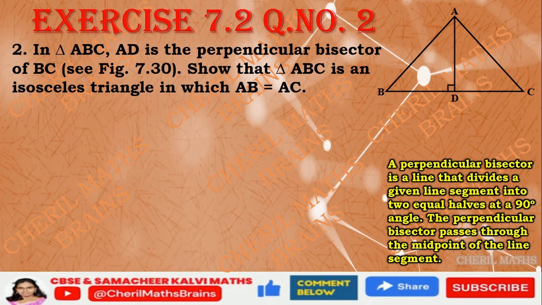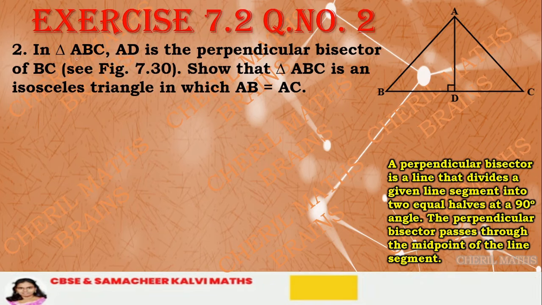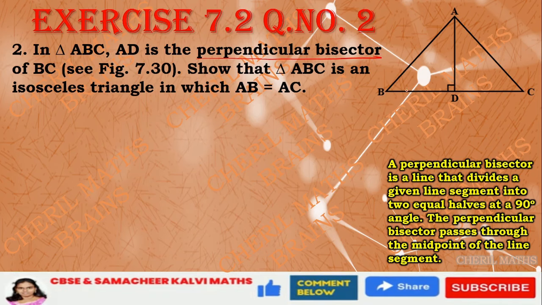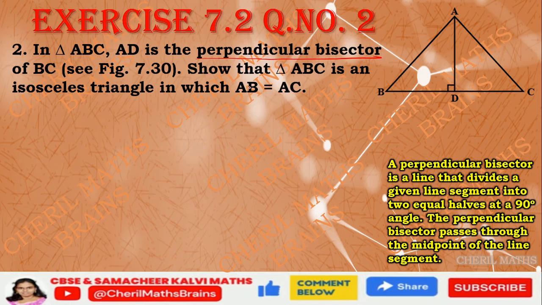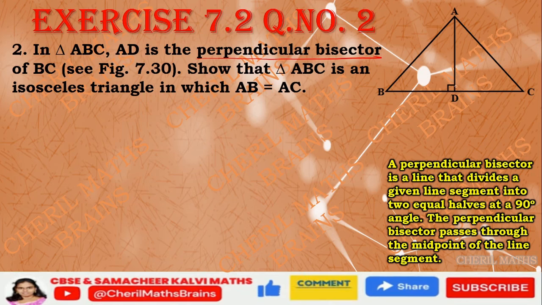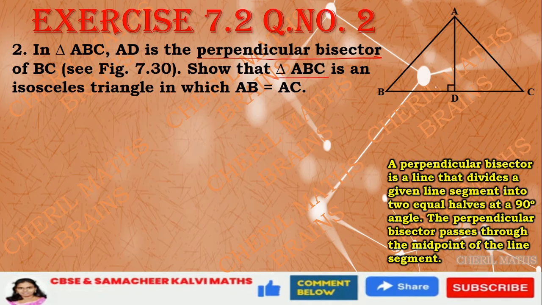So in the question we are given a triangle ABC where AD is the perpendicular bisector. AD is the perpendicular bisector of this line BC. Show that triangle ABC is an isosceles triangle. Here we have to prove that triangle ABC is isosceles.